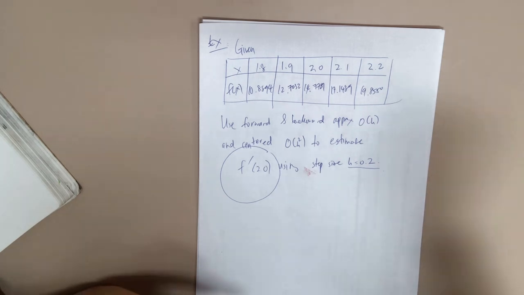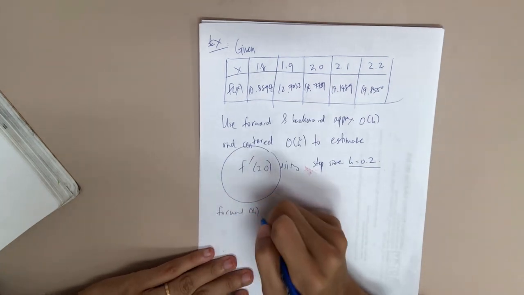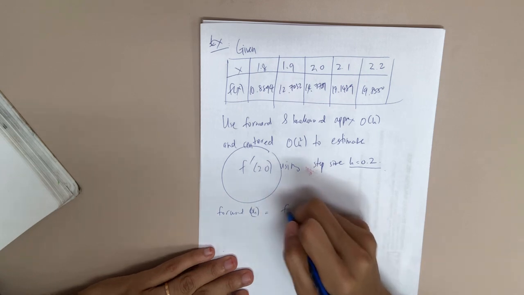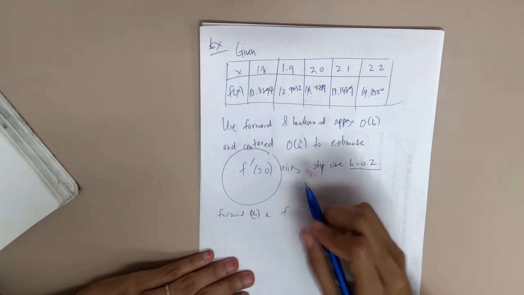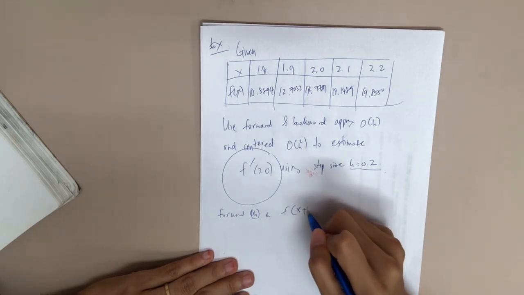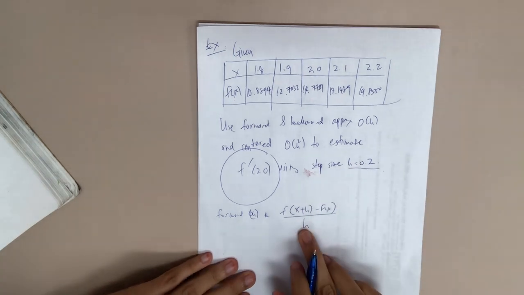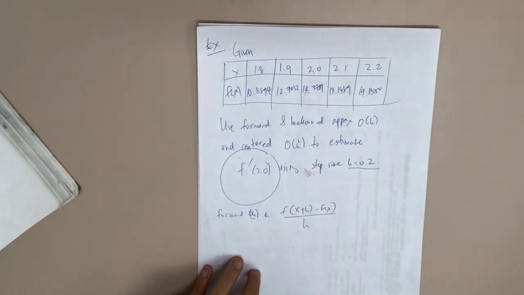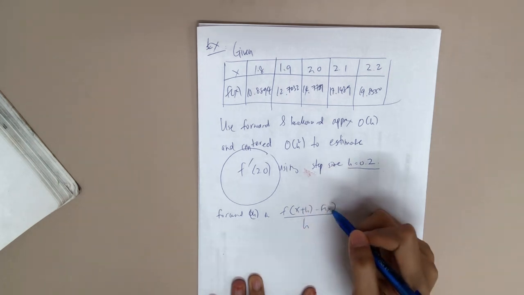normal accuracy. Okay, so now forward. We do it for forward O(h) first. Even if you remember, I suggest you write back your equation for forward so you don't get careless later. So this is the equation for forward, right? f(x plus h) minus f(x) over h. Okay, so now substitute all the values that we have.